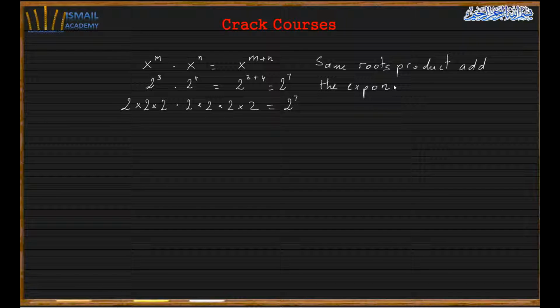Let me put that here. Now, if I have x times y to the n power, here what we do is distribute. It's going to be x to the n times y to the n.